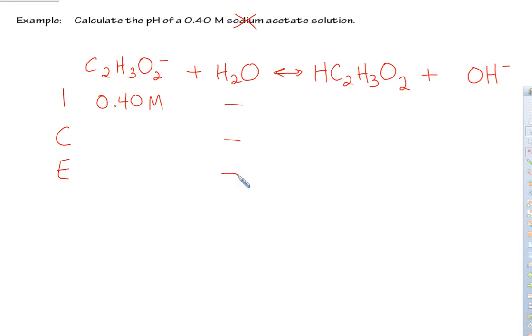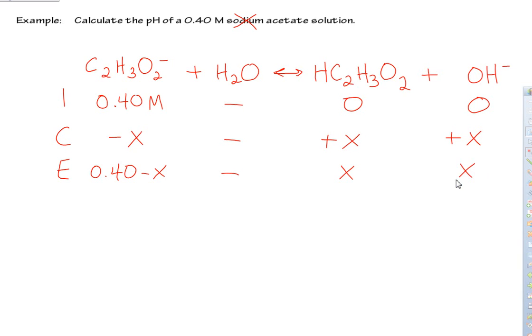And on the product side, I'm very concerned about the amount of hydroxide in the solution. We're just not going to use the water in our equilibrium expression. Initially then, we'll put these two products as 0. And so we know it has to shift forward by x, plus x, plus x. So at equilibrium, this will be 0.4 minus x, x, and x. Okay, so we just have to solve for x, right?